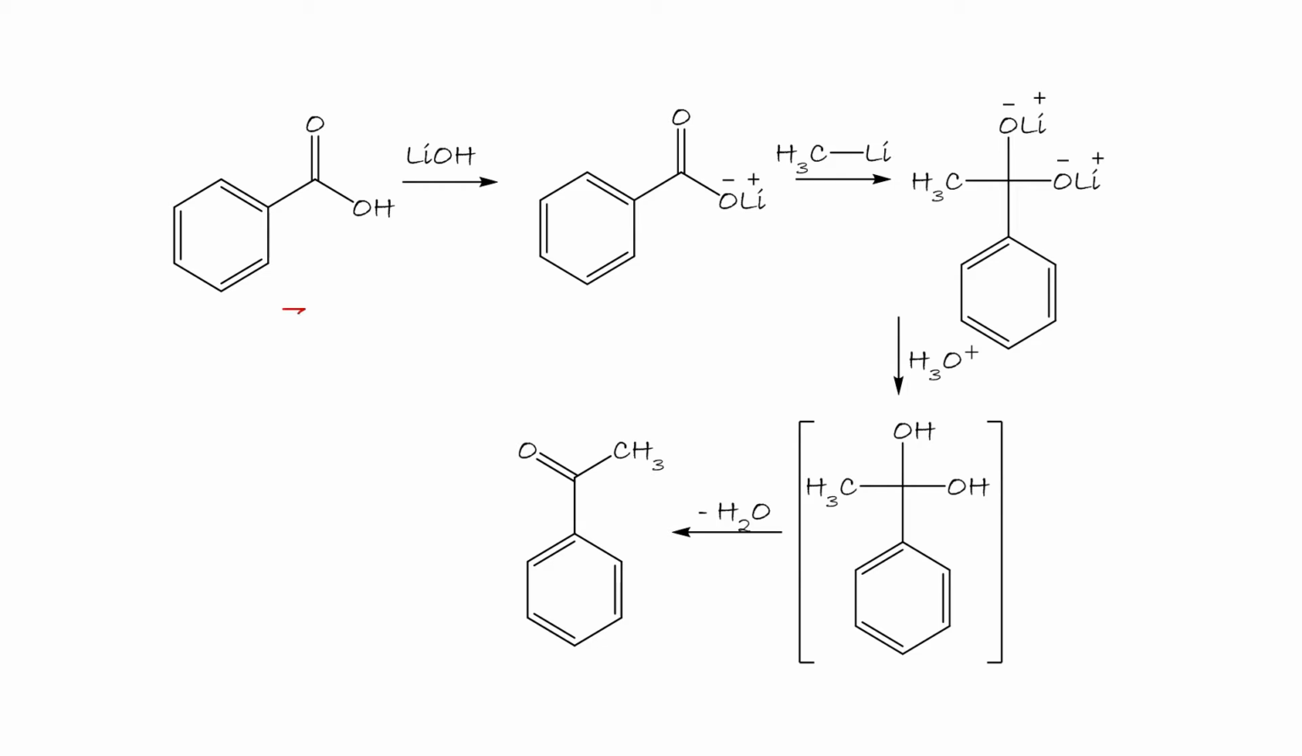We can also get the lithium benzoate first using lithium hydroxide, then add one equivalent of methyl lithium to give the dianion, which upon hydrolysis provides the hydrate, then dehydration to give acetophenone.